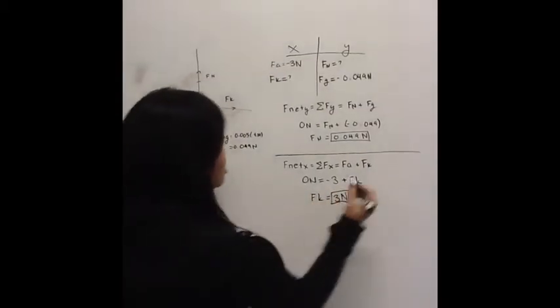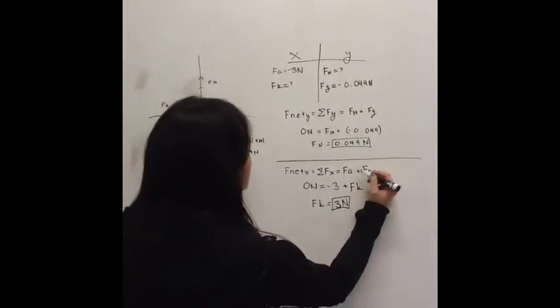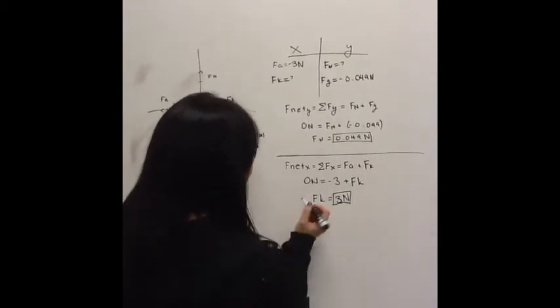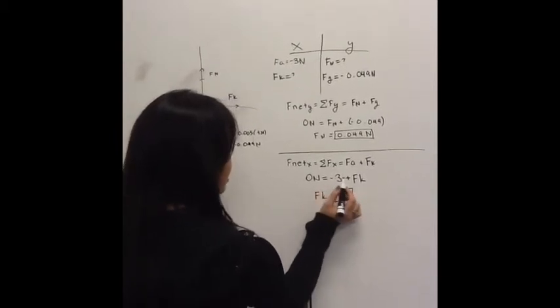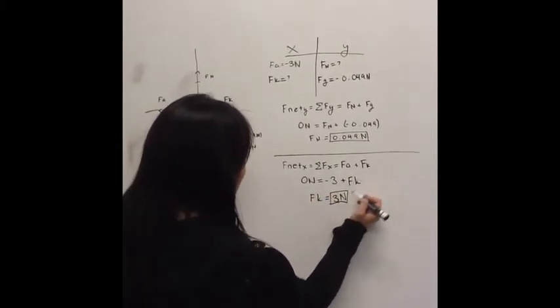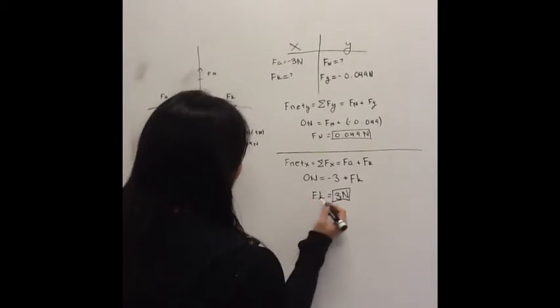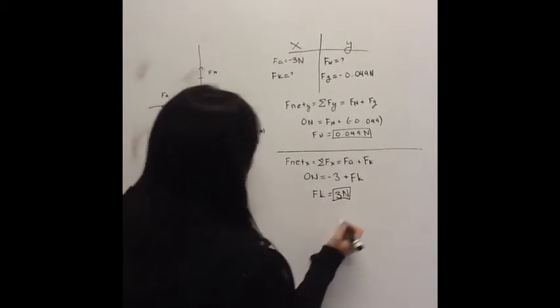But in the x direction, you add the applied force and the kinetic friction, and you set them equal to 0. And since the applied force is equal to -3 plus kinetic friction, you add it to both sides, and the kinetic friction equals 3 newtons.